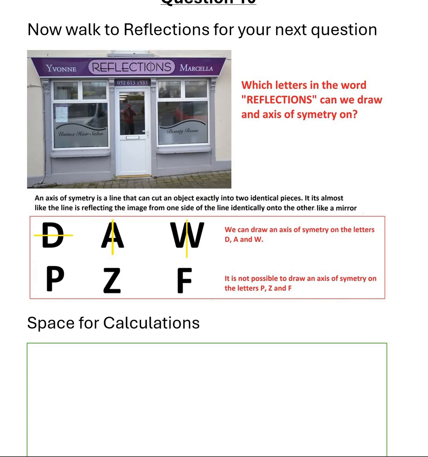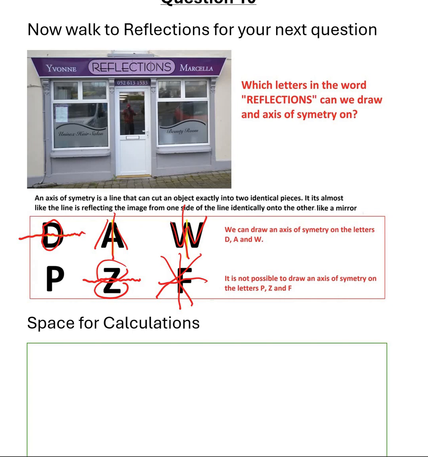D. So D has an axis of symmetry because if I draw a straight line across here, this bit is the same as this bit. It looks the same. A does. Okay, look. Same on both sides. And W does. F doesn't, because if I draw a line here, it's not the same on both sides. Same with Z. You might think Z does, but it doesn't. Because if I draw a line across here, this is not the exact same as this. It's kind of flipped over. And the same with P. It doesn't have an axis of symmetry.